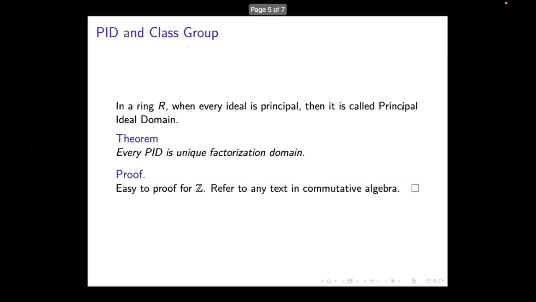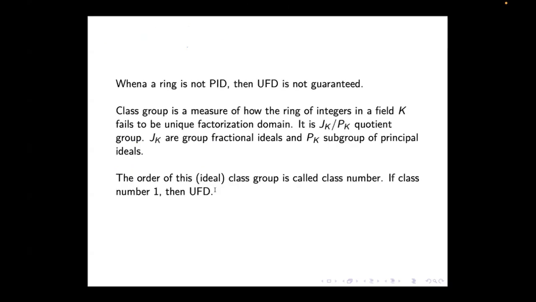So, two things to take away: not every ring will admit a unique factorization. Although this is very easy to prove for Z, and this is what we call the fundamental theorem of arithmetic. That is actually nothing but showing that Z is a PID and that it has unique factorization. The order of this group is called the class number. And if the class number is 1, then it is a UFD.